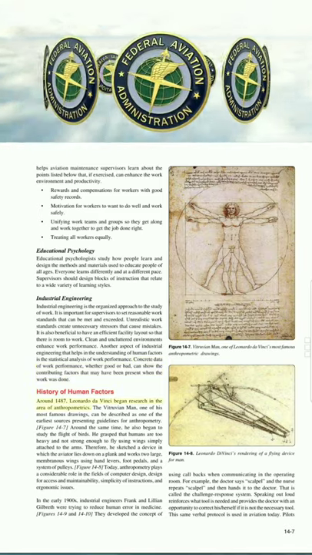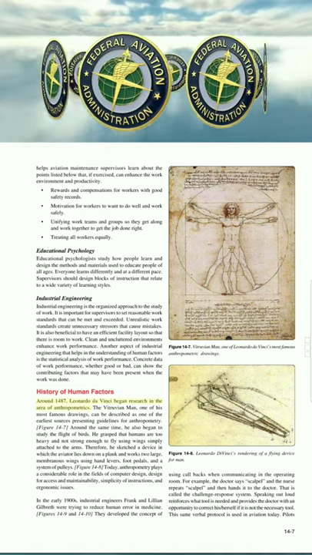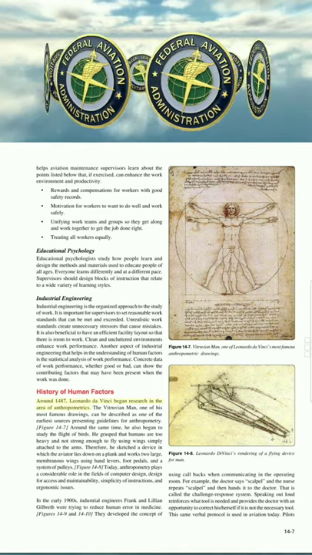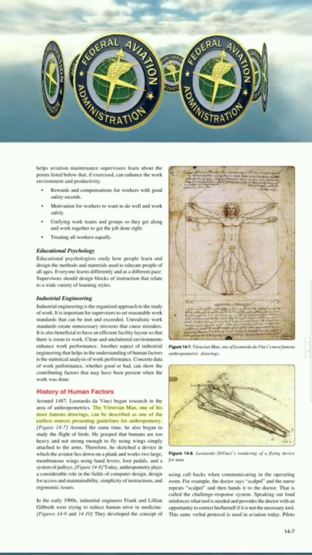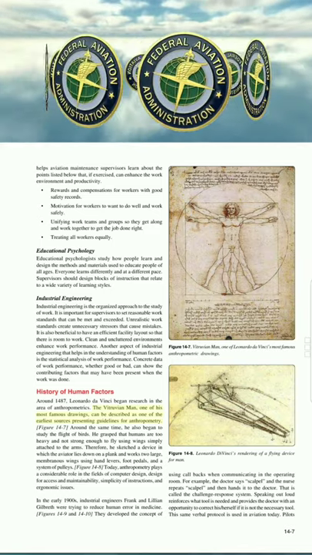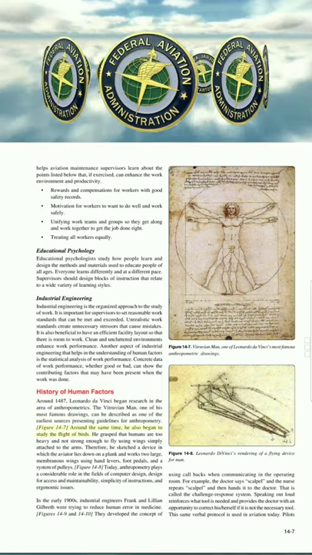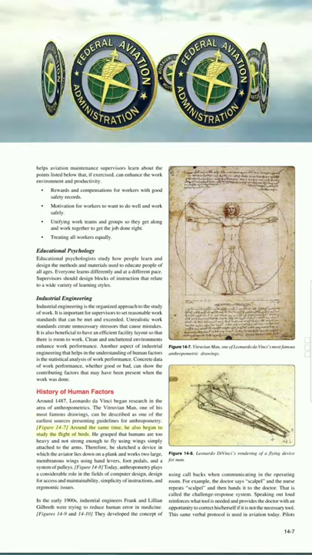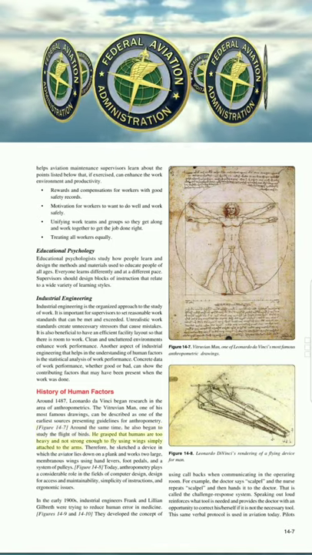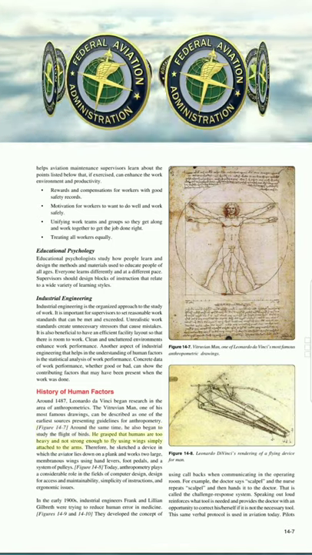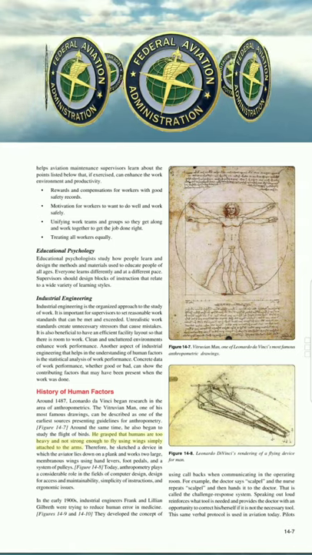History of human factors. Around 1487, Leonardo da Vinci began research in the area of anthropometrics. The Vitruvian Man, one of his most famous drawings, can be described as one of the earliest sources presenting guidelines for anthropometry. Figure 14-7. Around the same time, he also began to study the flight of birds. He grasped that humans are too heavy and not strong enough to fly using wings simply attached to the arms.